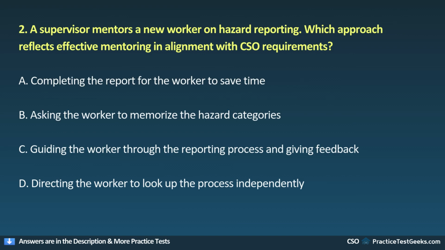2. A supervisor mentors a new worker on hazard reporting. Which approach reflects effective mentoring in alignment with CSO requirements? A. Completing the report for the worker to save time. B. Asking the worker to memorize the hazard categories. C. Guiding the worker through the reporting process and giving feedback. D. Directing the worker to look up the process independently.